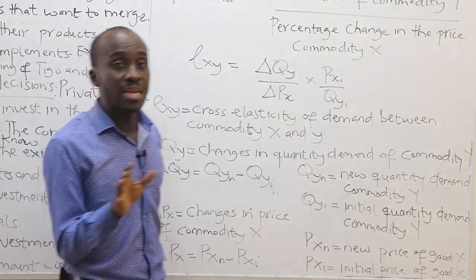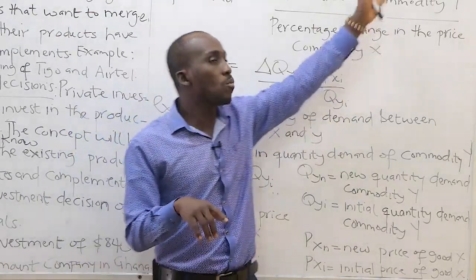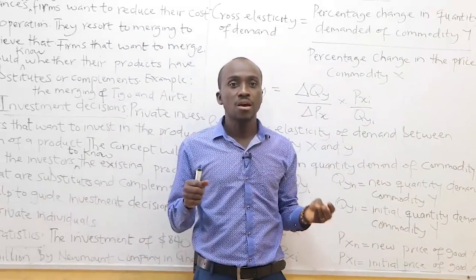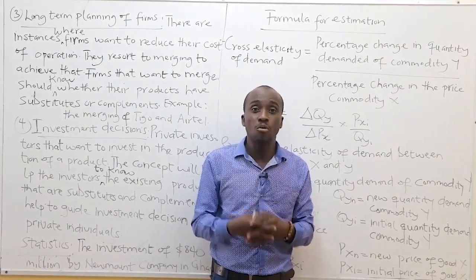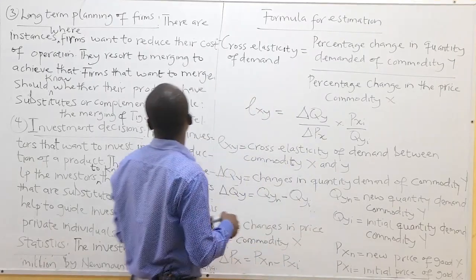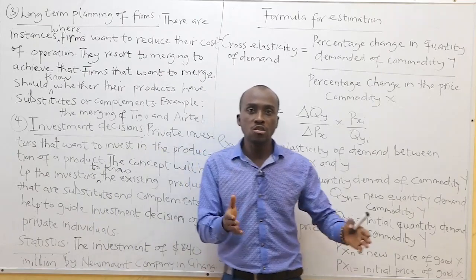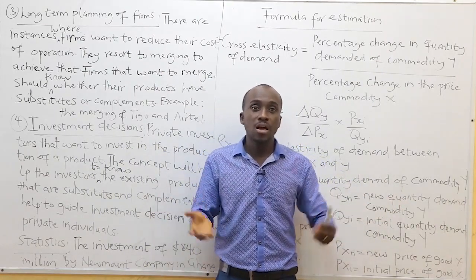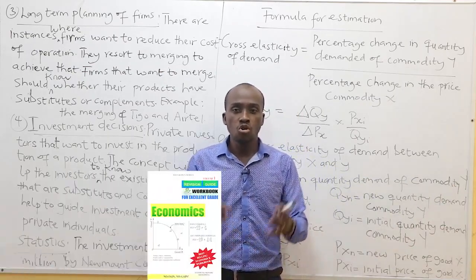So this is not difficult. The only thing you are doing here is looking at two separate commodities. The difference between price elasticity and cross elasticity is that with cross elasticity, you're looking at two separate commodities, while with price elasticity, you're looking at the same commodity, right? In other books, they say cross price elasticity, the same thing. In other books, they say price elasticity or own price elasticity, almost the same narrative, right? So let me say this.